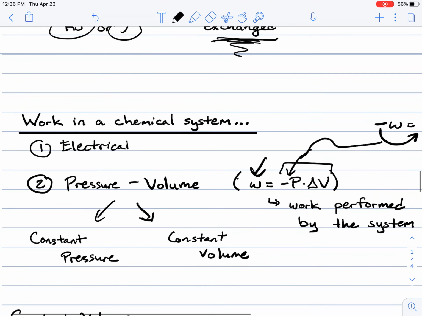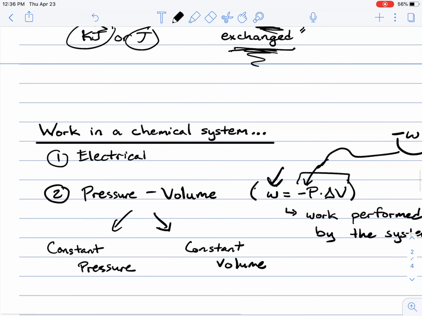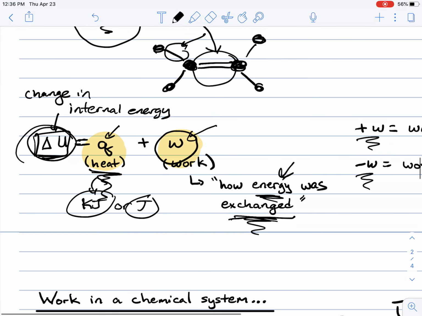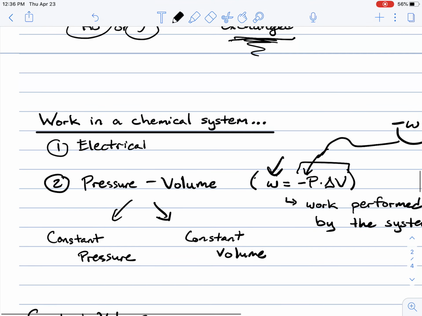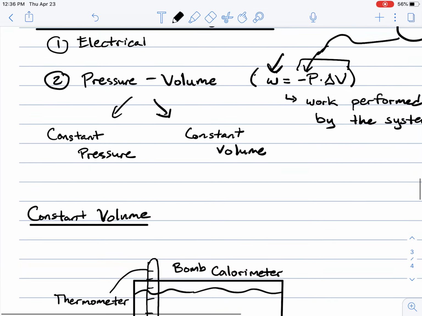And so here we're going to take a look at two scenarios. We're going to look at the chemical system under constant pressure and under constant volume. And we're going to see how that's going to change the equation that's dictated by the first law of thermodynamics. All right, so let's look at constant volume.